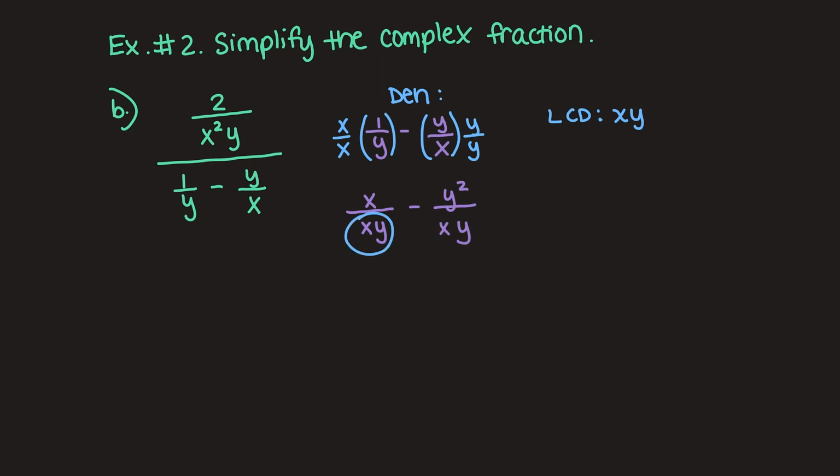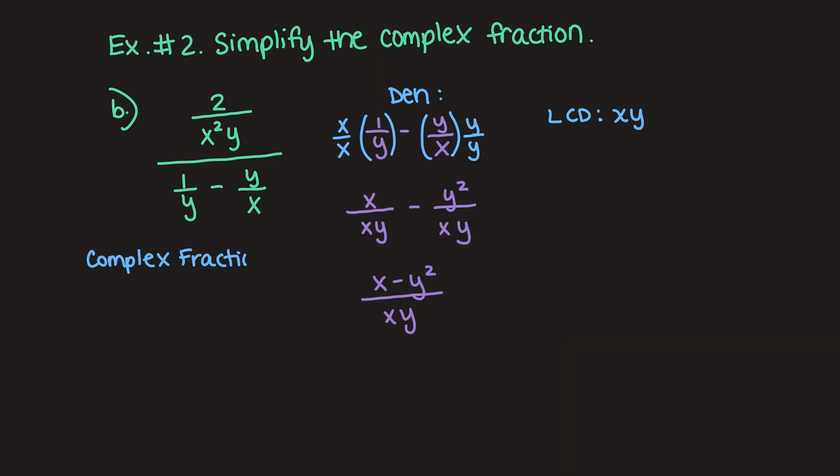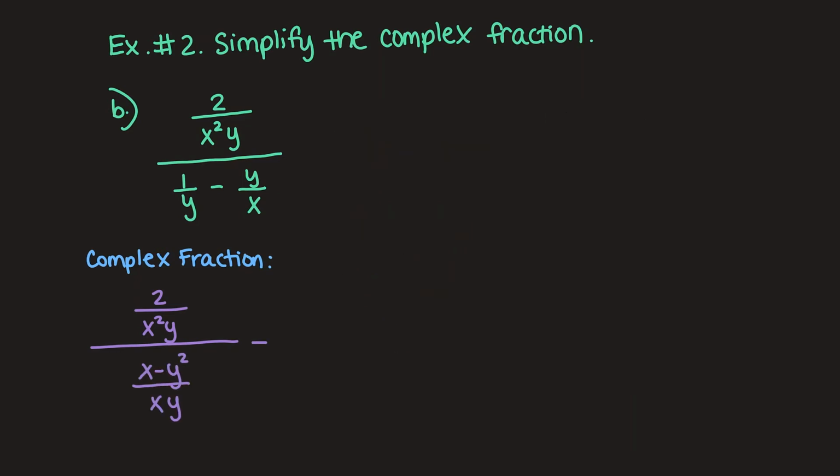And now that we have the same denominator, we can subtract their numerators while keeping the common denominator. And now the denominator of the complex fraction is written as a single fraction. So our complex fraction is now the following. And we can write this horizontally as 2 over x squared y divided by x minus y squared over xy.